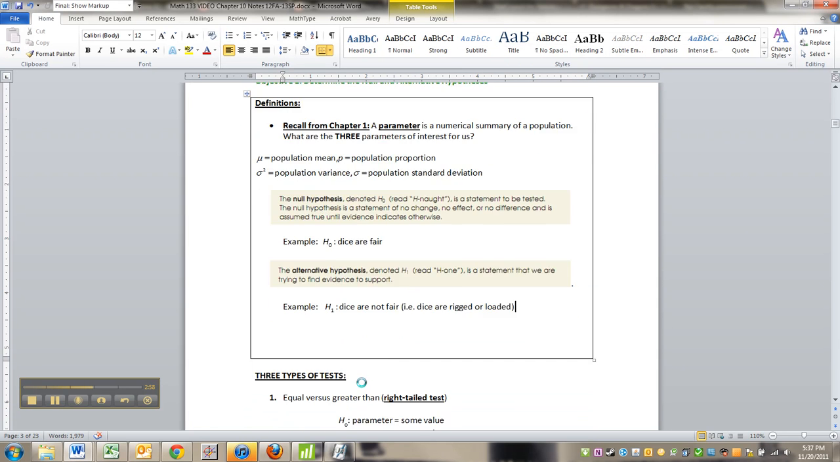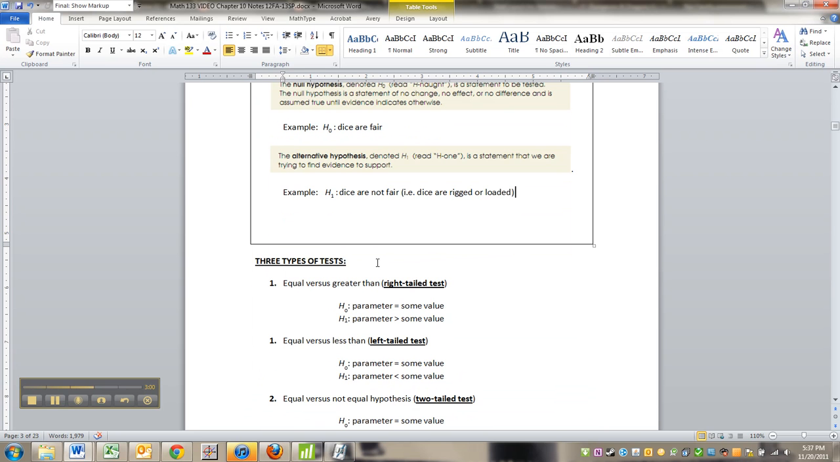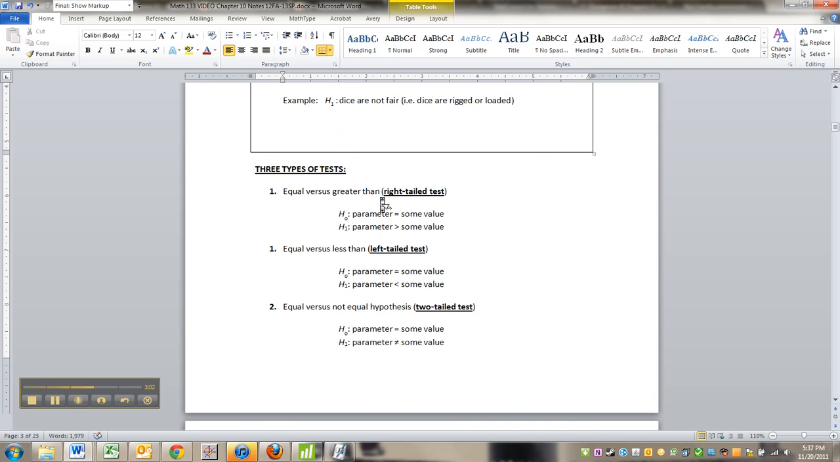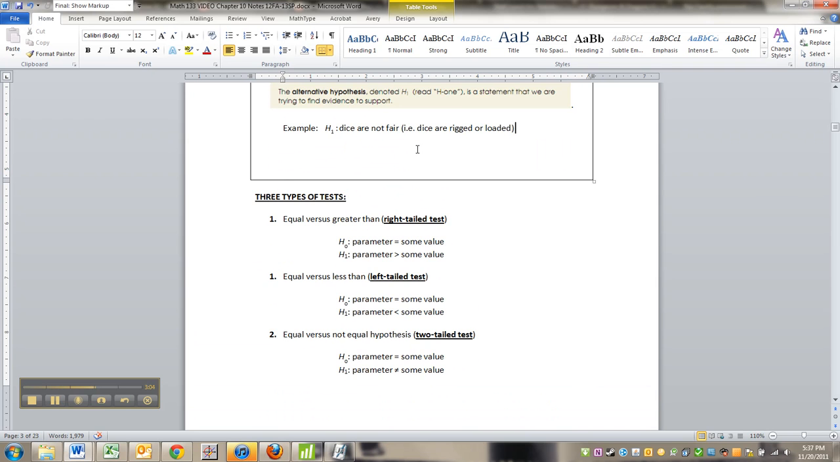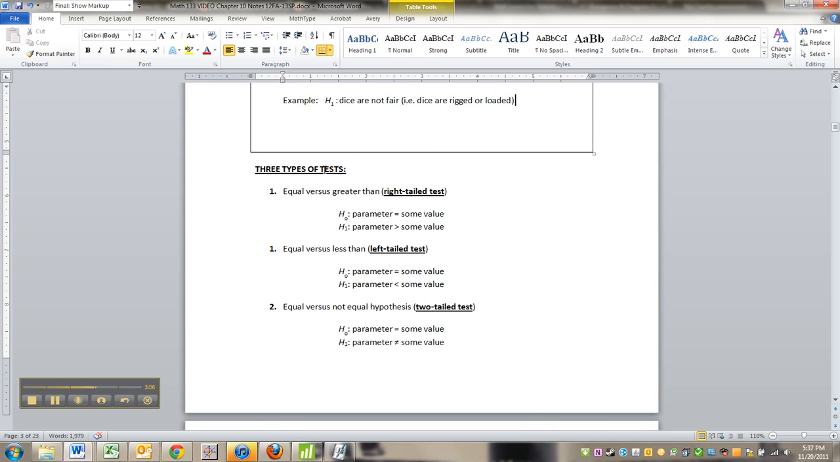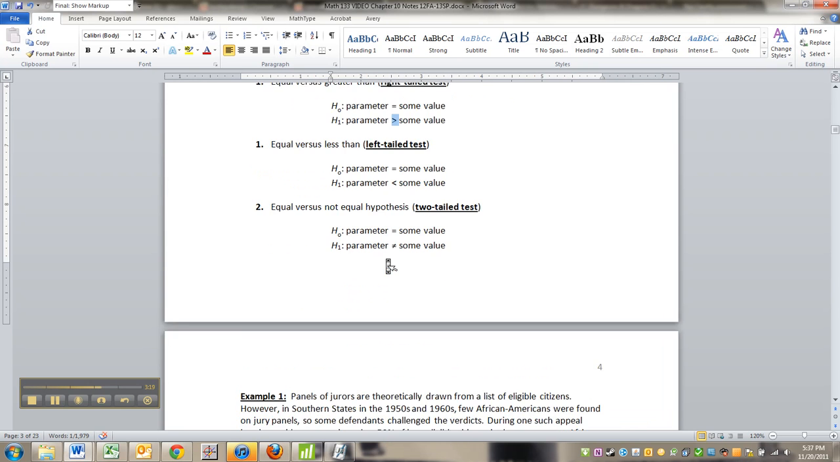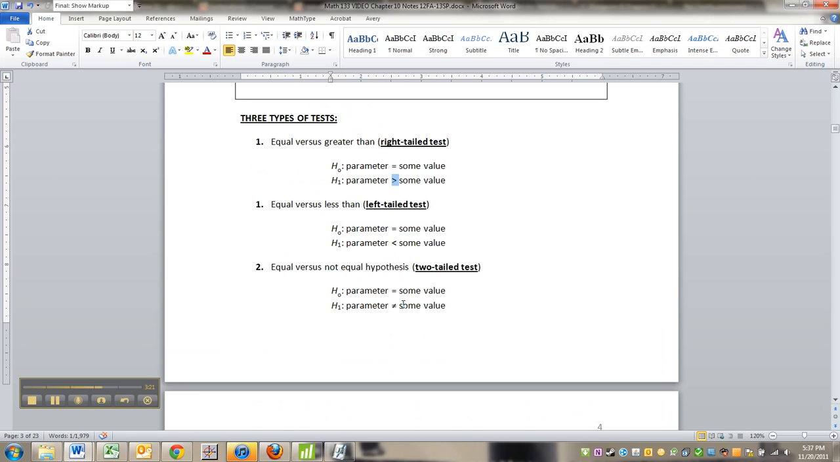Okay? Now that's written in words. Of course, we're not going to be writing in words for very long because we're mathematicians and everything has to get changed to a symbol. But suffice to say that when you do write it out with symbols, there's 3 main ways you can write it. A right-tailed, a left-tailed, or a two-tailed test. A right-tailed test has the alternative hypothesis as a greater than symbol. A left-tailed test has a less than symbol, and a two-tailed test is a not equal to symbol.